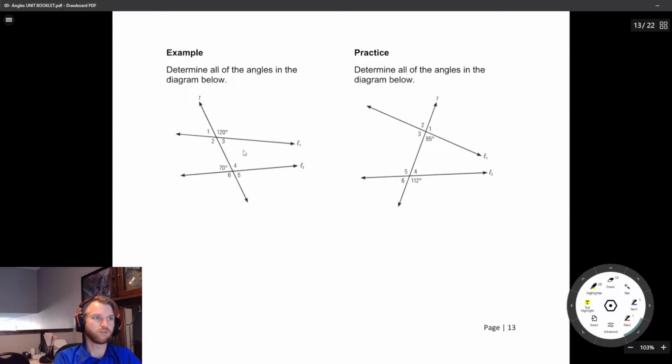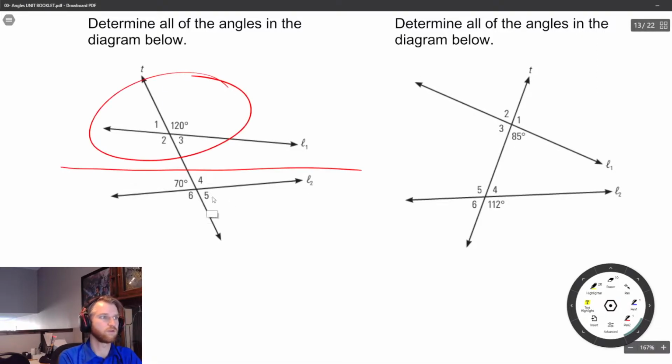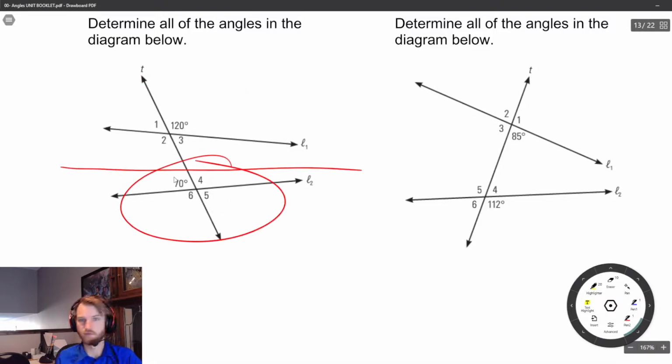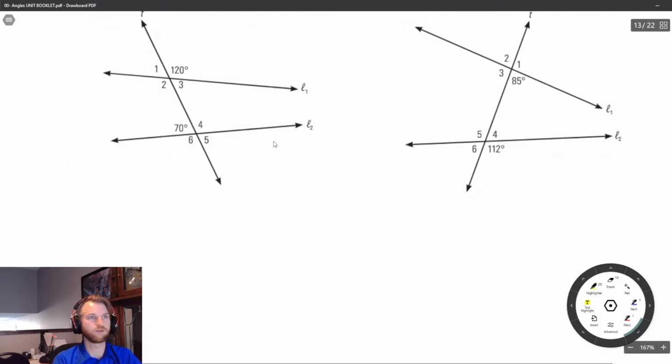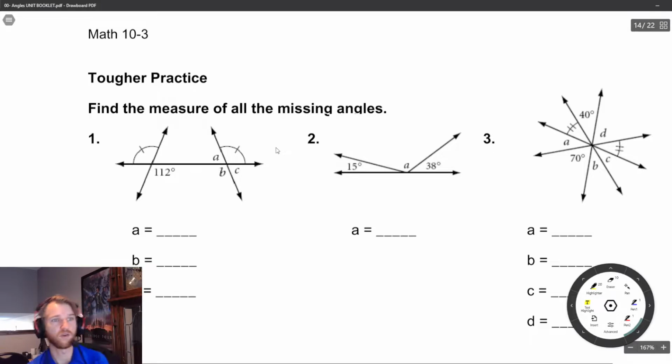These are just double examples, or just double lines. Okay, this is no different than what we were doing before. You could basically think of it as do this part and then do this part, and it's no different. So I'm not going to take the time to go through that one. The tougher practice can get quite tough. Okay, some of these are quite challenging.